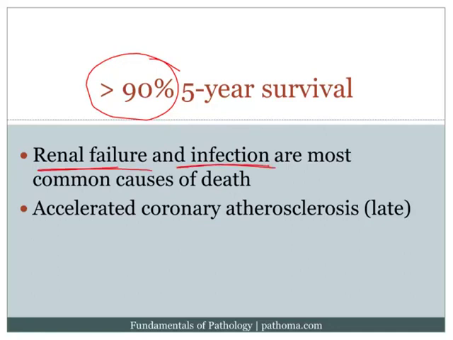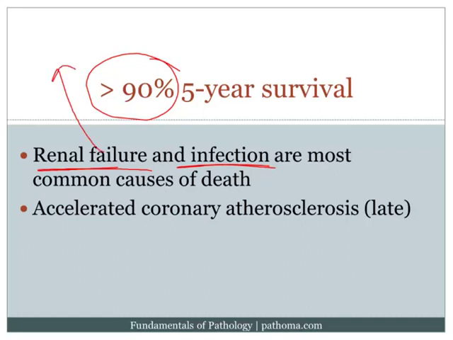Renal failure, we've talked about the importance of renal involvement in lupus. And infection, there's kind of two ways by which patients could get infection. Number one, we're treating the patients with immunosuppressives, so that could result in infection. And number two, remember that patients can generate antibodies to their white cells, and so if they damage the white cells, that would increase the risk of infection as well. So renal failure and infection are the most common causes of death.